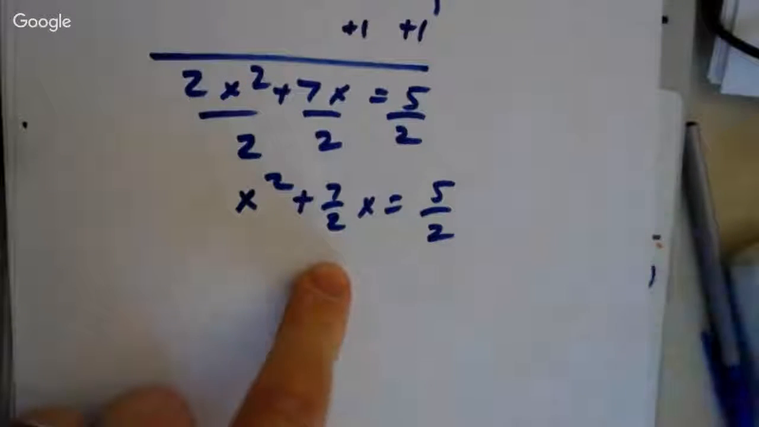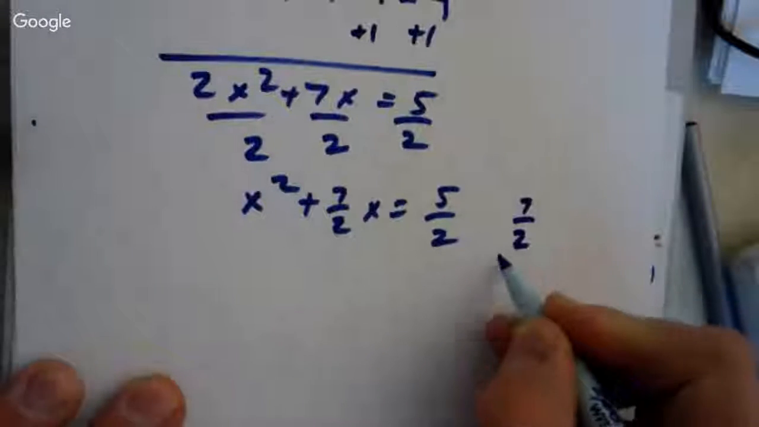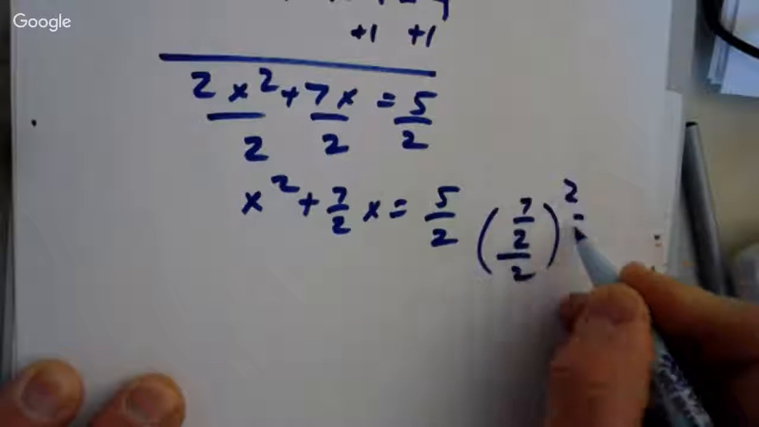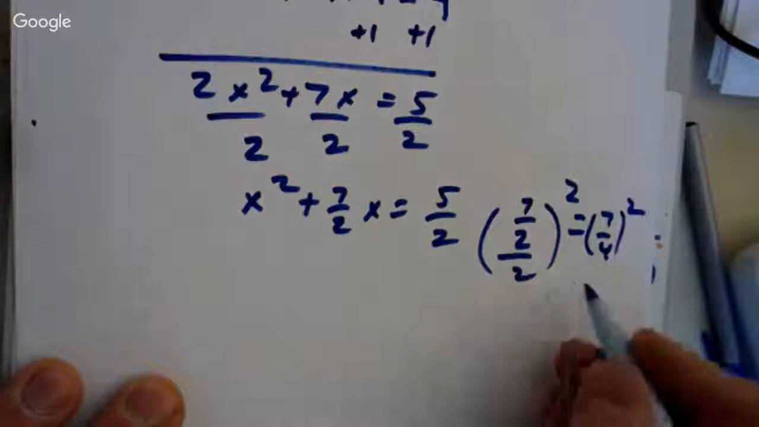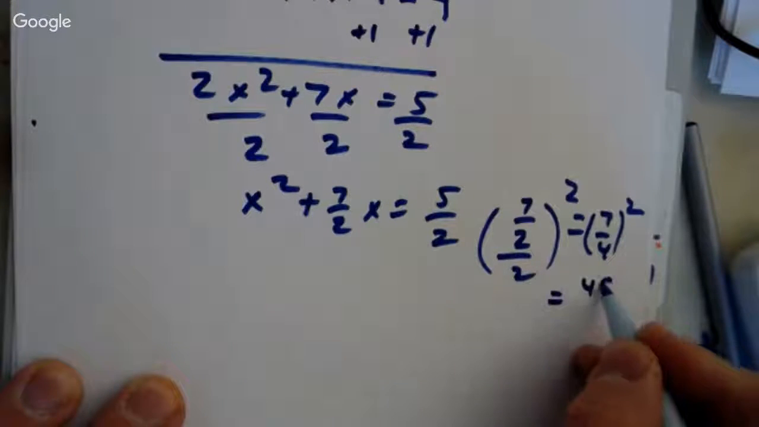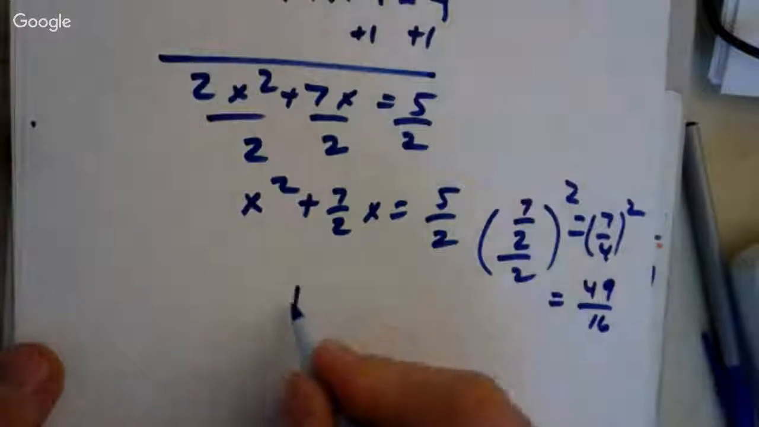Okay, now we take 7 over 2. We have to divide it by 2 and square. The nice part is half of 7 over 2 would be 7 over 4, right? So 7 over 2 divided by 2 is equal to 7 over 4. 7 over 4 squared, square the top, square the bottom. So we're going to add 49 over 16 to both sides.